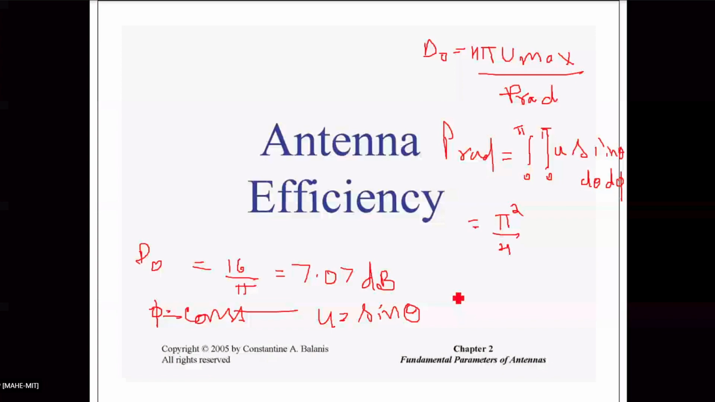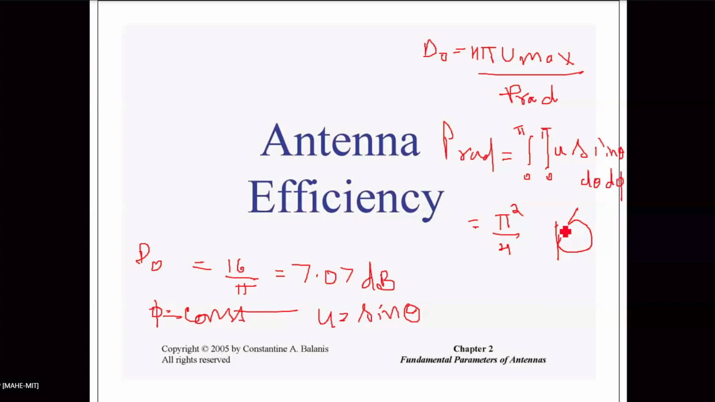So the pattern is sine theta like this. So the half power point you get at 30 degrees. So half power beam width is 90 minus 30, into 2. Have you got it? Yes, sir. So find it in the azimuthal plane.